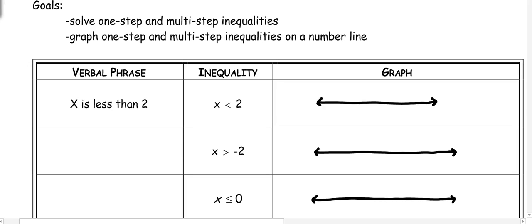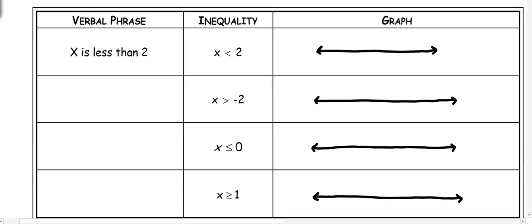This video is about solving and graphing one-step and multi-step inequalities. So first, let's review what the inequalities are. So we have four different inequalities. The first one is x is less than 2. X is less than 2 is an arrow pointing to the left with no line under it.